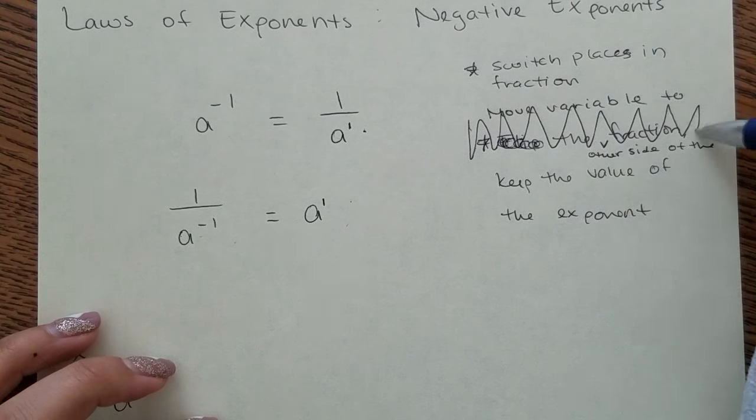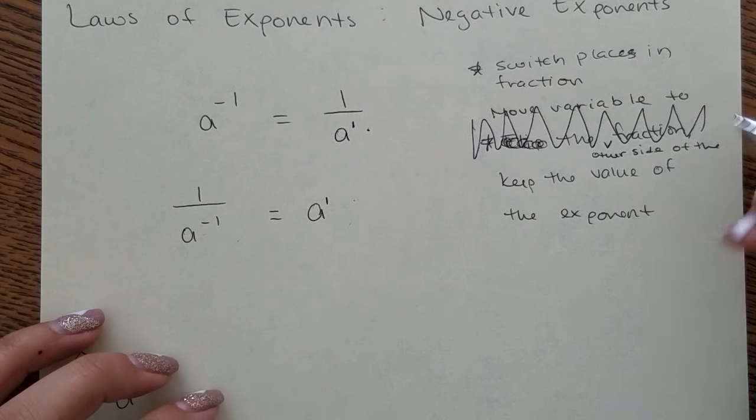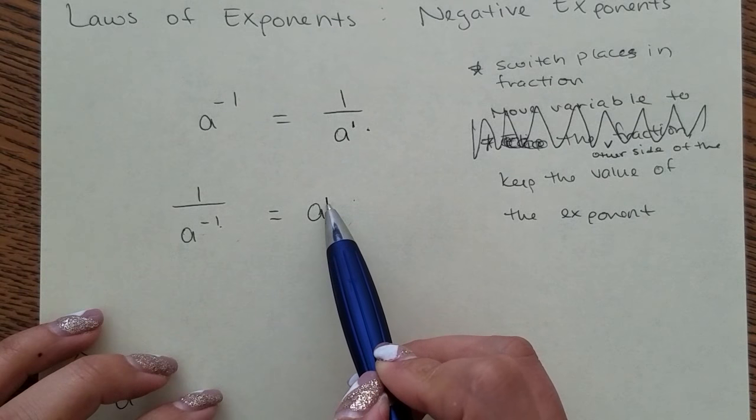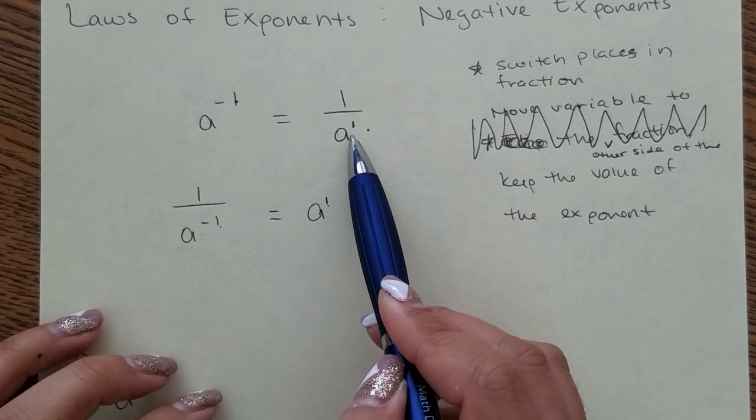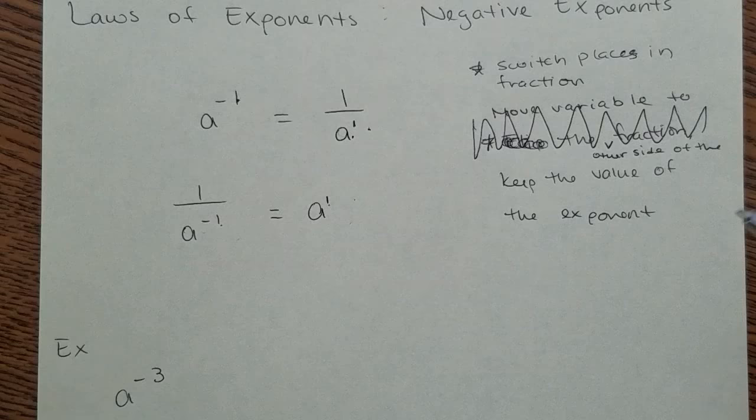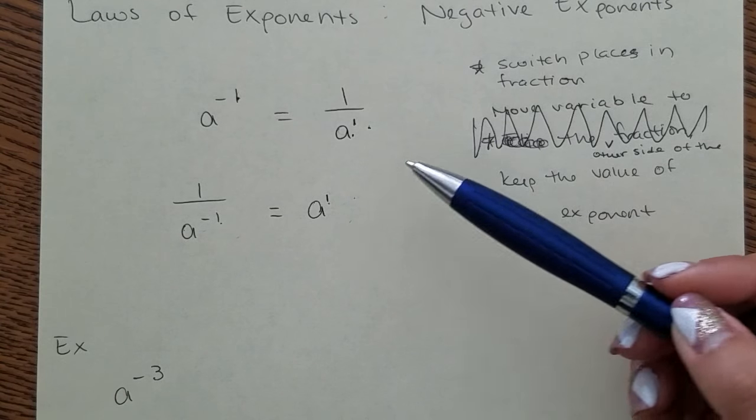And you're going to keep the value of the exponent. So like if this was a negative 2, I would have a positive 2 here. If this was a negative 1, I would have a positive 1 here. So you keep the value of the exponent, but then once you move it, it becomes positive.